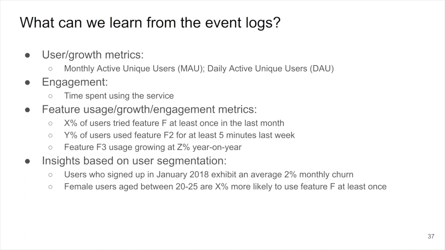For example, you might be able to compare the segment of female users aged between 20 to 25, and you might say that they're X% more likely to use feature F at least once, as opposed to, say, the average user.